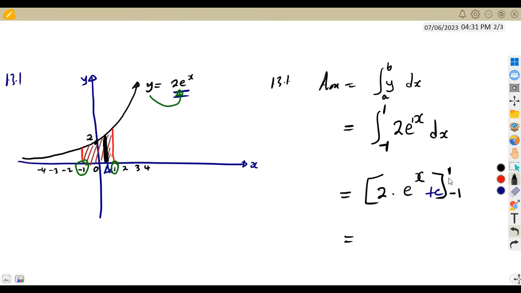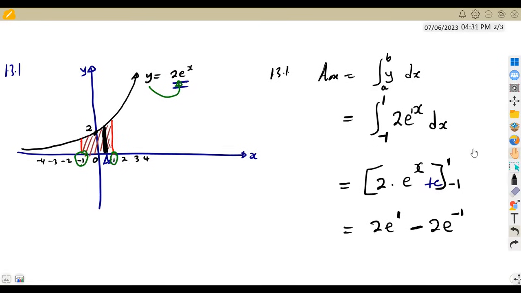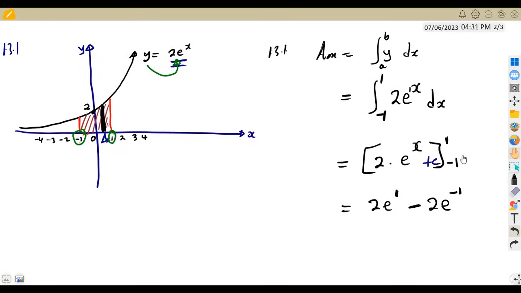All right, so we are going to substitute the upper limit minus lower limit, which is 1 in place of x. So this is 2e to the exponent of 1 minus the lower limit where x is -1. So in place of x, we are going to substitute -1. So this is 2e to the exponent of -1. This we can simplify directly on our calculator.